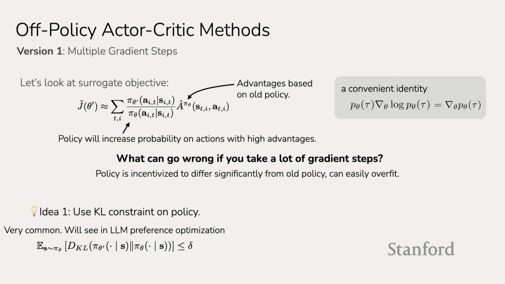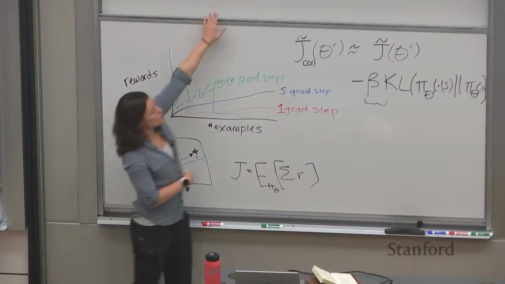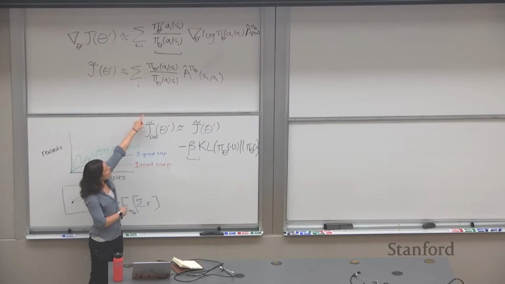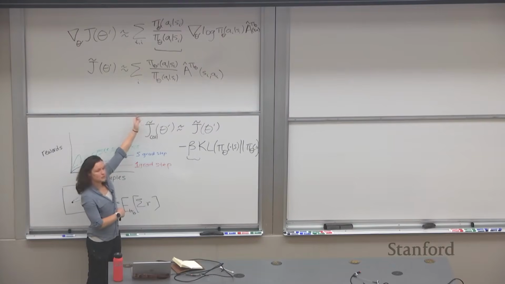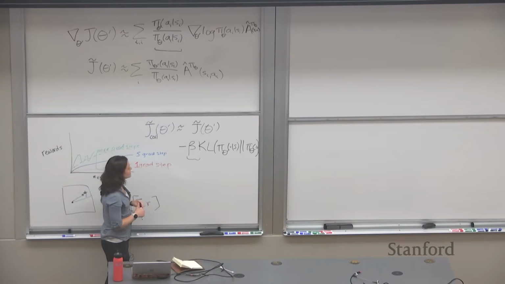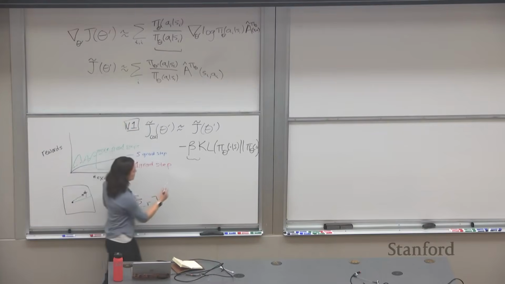And then there's a second idea. So we could add this kind of constraint in the objective. The other thing that we could do is, for this ratio right here, we could simply remove the incentive for the policy to change this ratio a lot. The way that we would do that is we could just clip this ratio so that the ratio never exceeds some value and never goes below some value. And so what that would look like is, this is version 1.